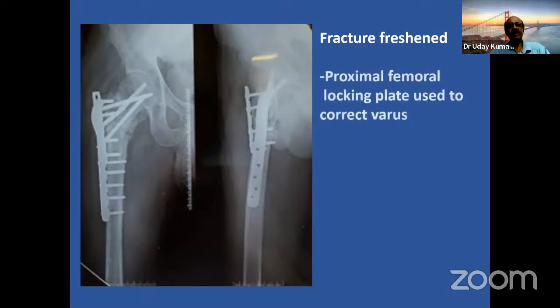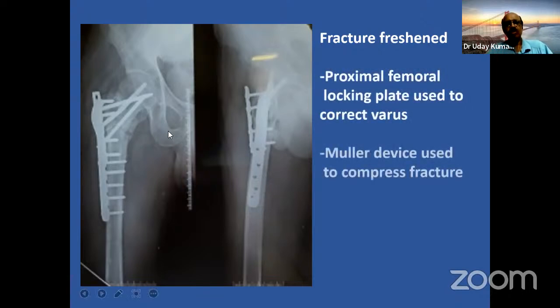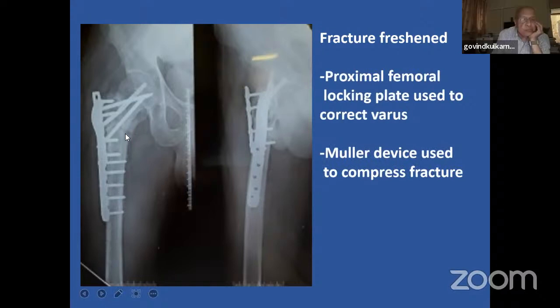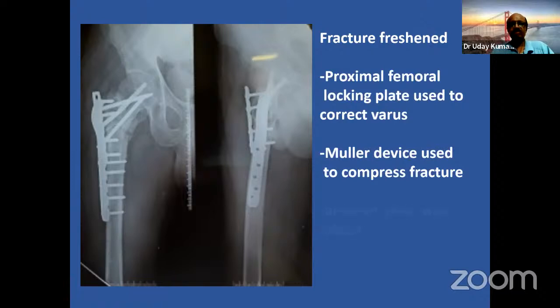And following that, we used a Muller tension device to compress the fracture, and also bone grafted it. And then, as you suggested, we put an anterior plate in front of the femur to prevent whatever rotational element was going on. So any comments on this, sir?